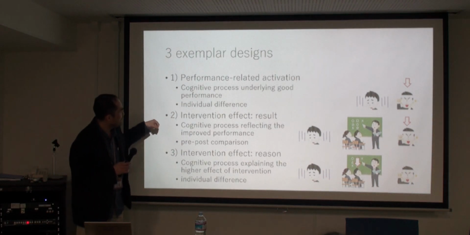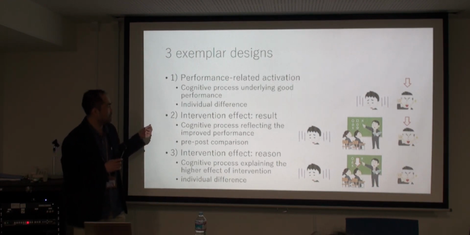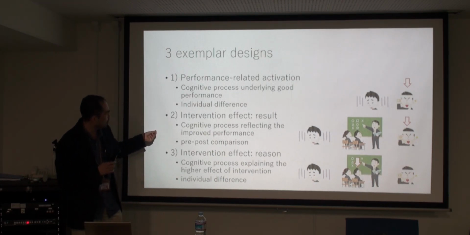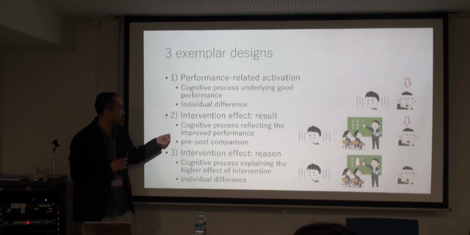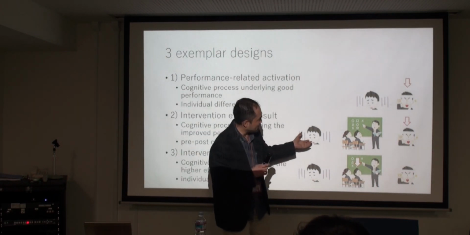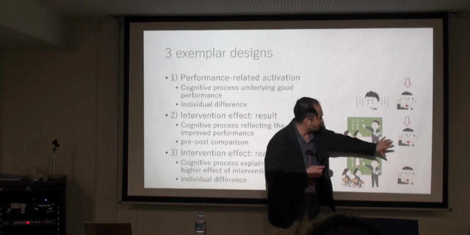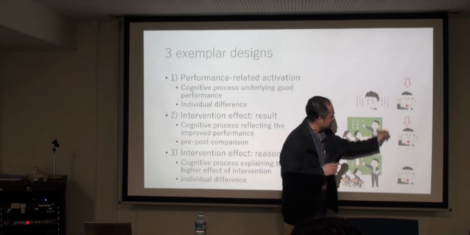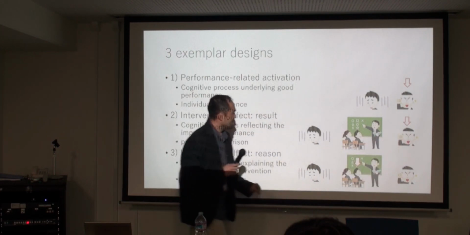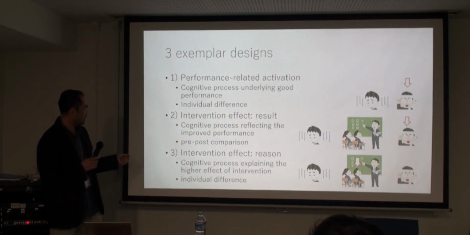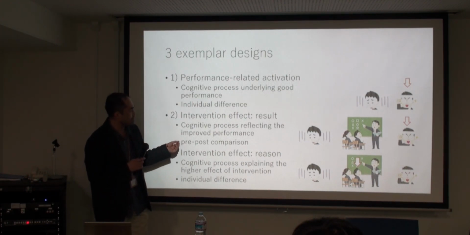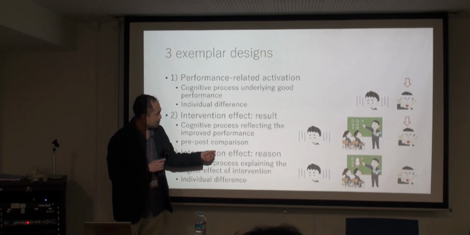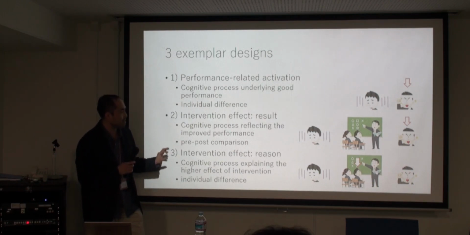The second example is to see the intervention effect in terms of results. This is applicable when you are interested in the cognitive process reflecting the improved performance. You put in some intervention and the student gets better in some performance, and you will see what happened in his brain. And the third approach that I will introduce here is to see the intervention effect in terms of reason. That is, if you are interested in the cognitive process explaining the higher effect of intervention.